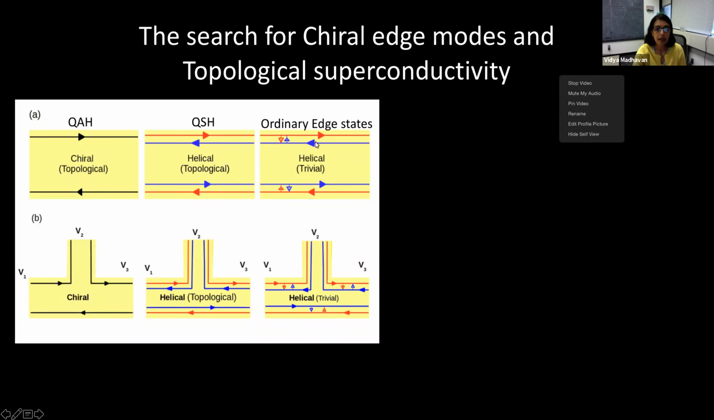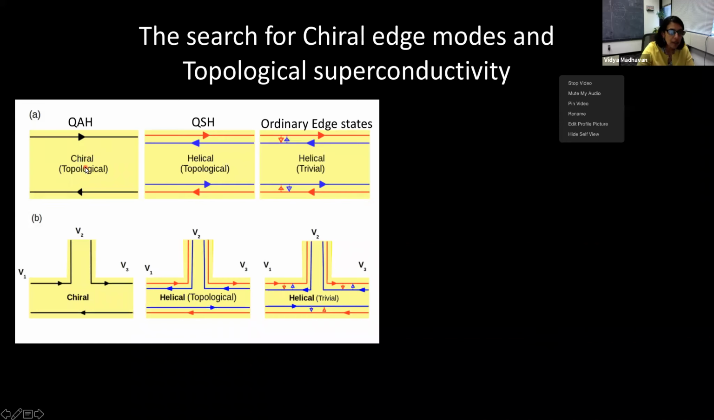Now, normally, even in a normal material, you might have ordinary edge states. But the thing about these ordinary edge states is that they're not protected against backscattering. So instead, if you have a topological material like a quantum spin Hall system, then you expect to have helical edge states. These helical edge states are protected against backscattering by normal impurities. However, they're still not robust against backscattering by magnetic impurities, which could take an electron from one spin channel to another spin channel.